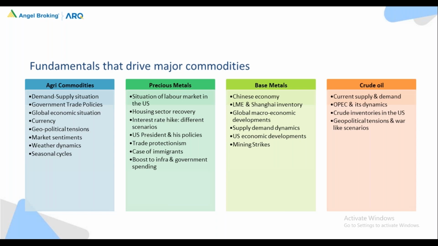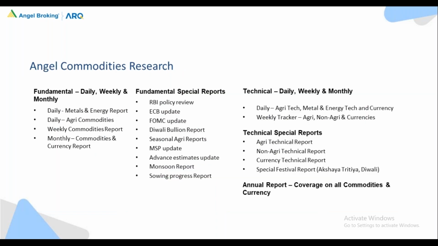And similarly, if you look at base metals as well as agri commodities, the pointers clearly say that these are the key factors that determine the price direction of the commodity. And hence, it is imperative to understand all these fundamental factors in order to gauge the price direction of the commodity.